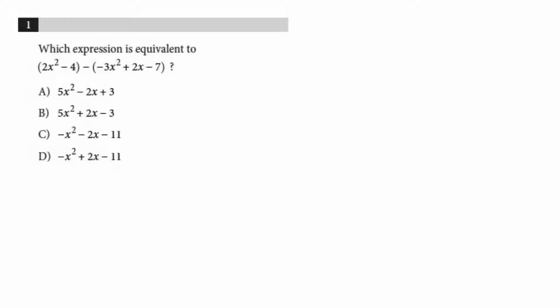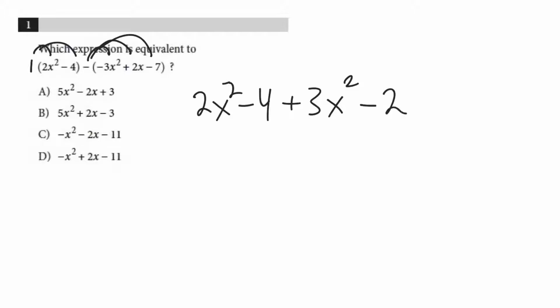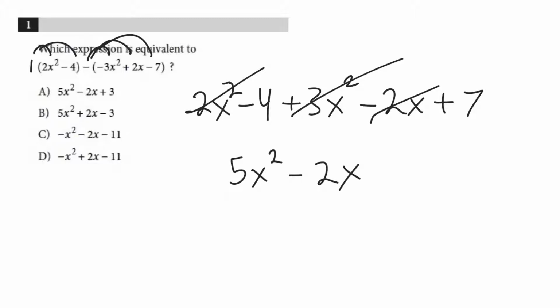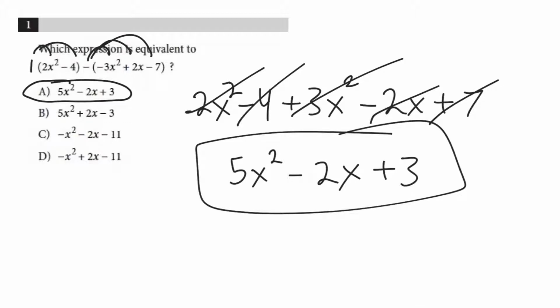All we need to do is distribute that negative and then combine like terms. On the first set of parentheses, what we're distributing is a positive 1, so nothing changes. So we've got 2x squared minus 4, and then a negative times a negative is a positive 3x squared, and then we have minus 2x, and then plus 7. We've got 2x squared and 3x squared, that's 5x squared. We've got negative 2x, and we can see right away our answer is going to be A, but we might as well go ahead and do the rest of it. We have negative 4 and positive 7, that's going to be plus 3. Our answer is A.